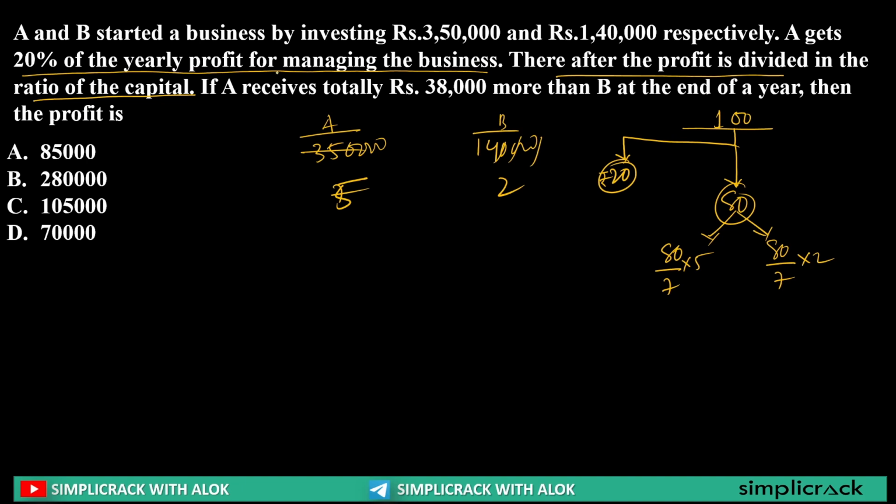Now here A received totally 38,000 more than B. So what is A getting? 20 plus 80 into 7, that is 540 by 9. B is getting 80 into 2, 160 by 9. Now the difference will be 380 by 9.